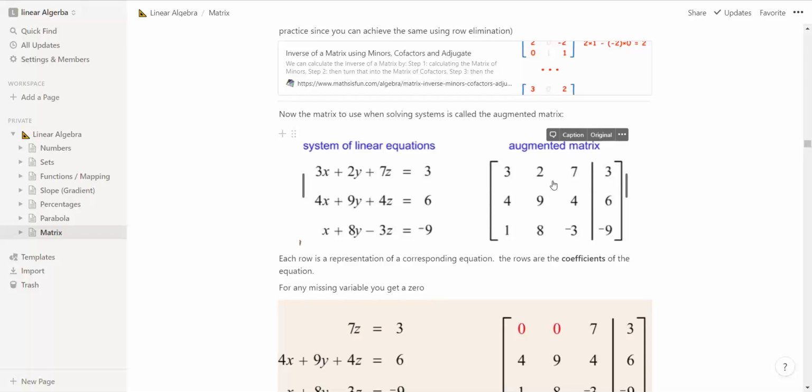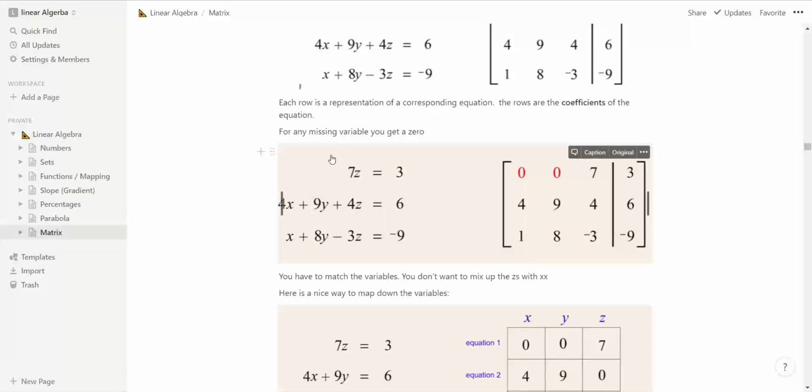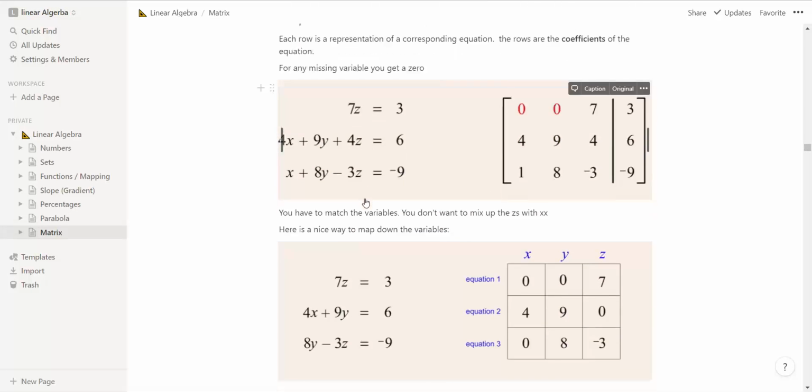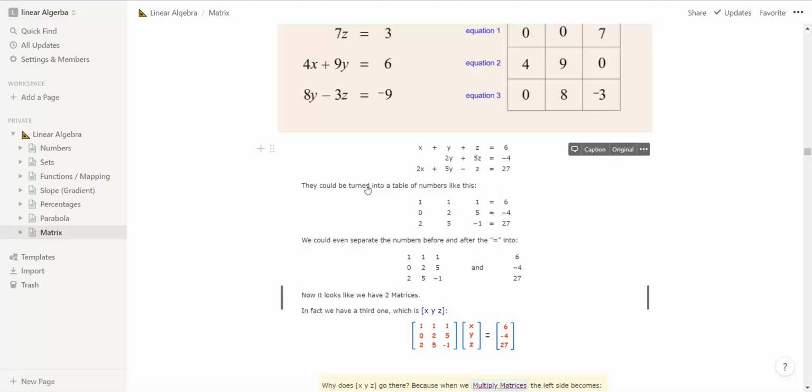Now these rows in the matrix are the coefficients of the equations, and for any missing variable, you put a zero, just like that. What else is really important here?